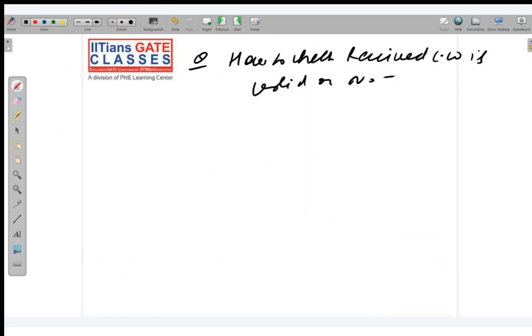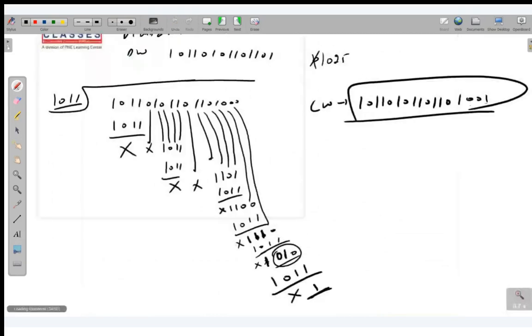So the code word is what we have sent. Actually, we want to send this data word, but in place of sending this, I will send this. Now I want to check whether this is a valid code word or not when I have received it. So what will we do? I will do the same procedure. On this code word, I will do the division. And if I get remainder 0, then obviously I will say it is valid, otherwise it is not valid. Is it okay now?